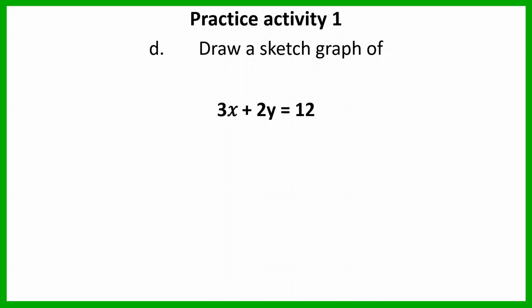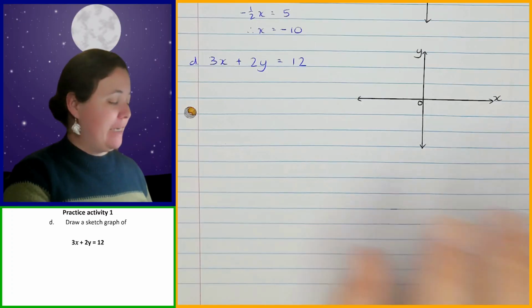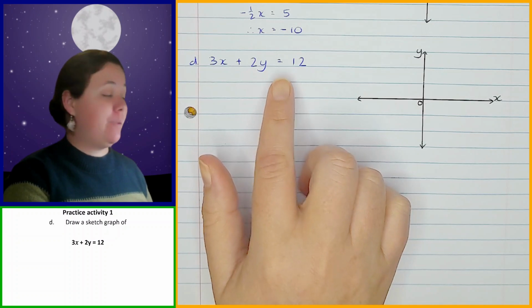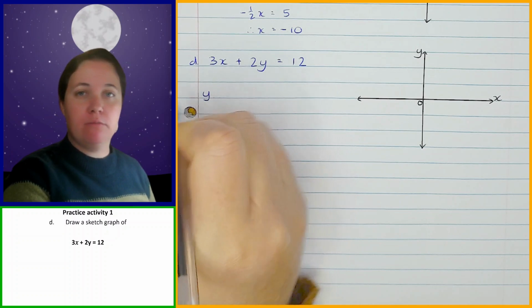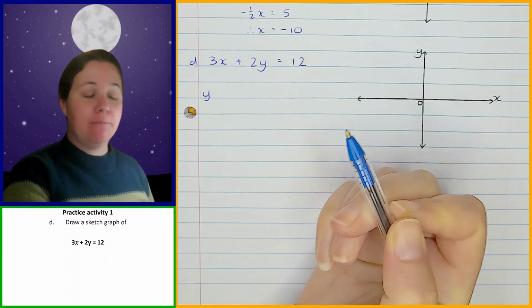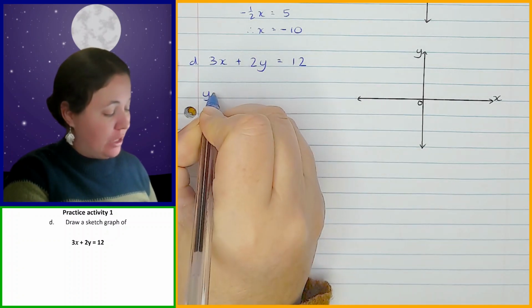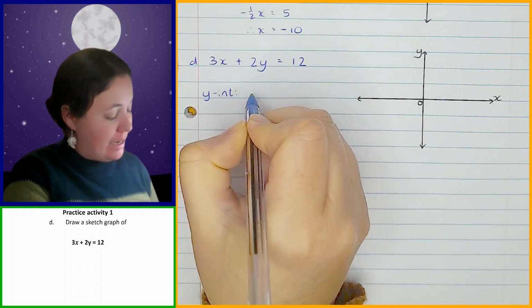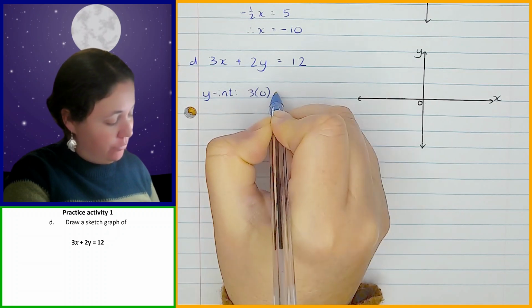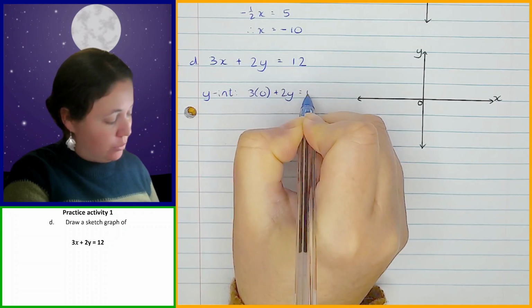Okay, so let's go through that and see what you should have got. Right, now this one's different because this has not been written in standard form. So when I find the y-intercept, I can't just use the c value because it doesn't work the same. Okay, so I need to find the y-intercept by making x 0 and solving for y. So I'm going to have 3 times 0 plus 2y equals 12.